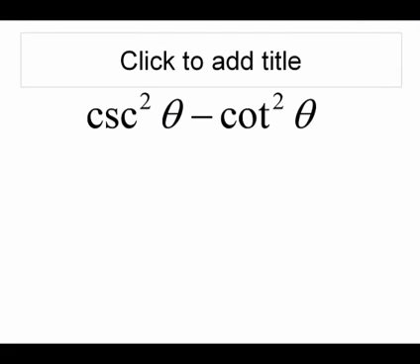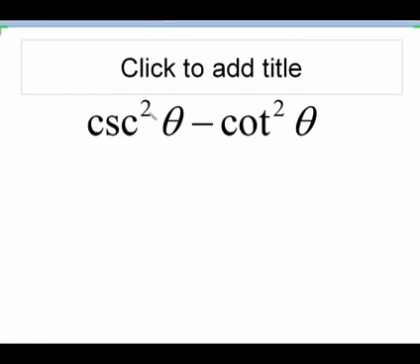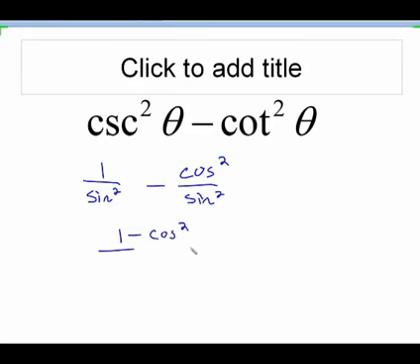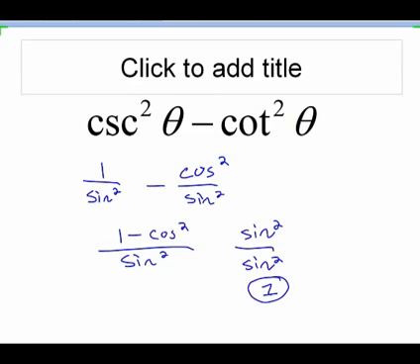Let's try a few of these. How about this one right here? Cosecant squared, I know that's 1 over sine squared. Minus cotangent squared, I know is cosine squared over sine squared. And we've got common denominator, so let's combine, simplify the top. 1 minus cosine squared over sine squared. I know 1 minus cosine squared is sine squared. So sine squared over sine squared, well, our answer is positive 1. Okay?